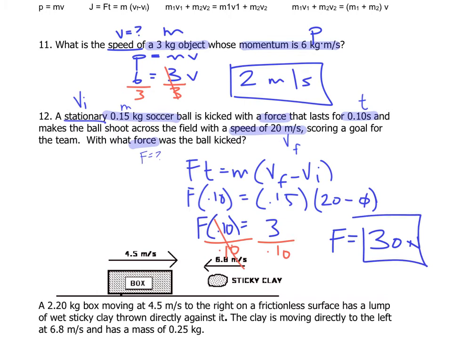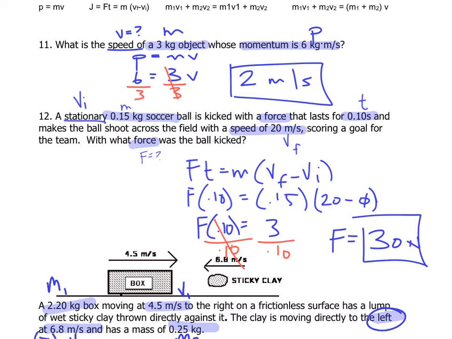Number 13, I'm referring to the box. It's got a mass of 2.20. It's moving 4.5 meters per second to the right. It's got a lump of wet sticky clay thrown directly against it. The clay is moving directly to the left at 6.8 meters per second and has a mass of 0.25. So I've got masses and velocities. Let's say this is M1, this is V1, this is M2, and this is V2. Because it is moving to the left, that makes this velocity a negative 6.8.